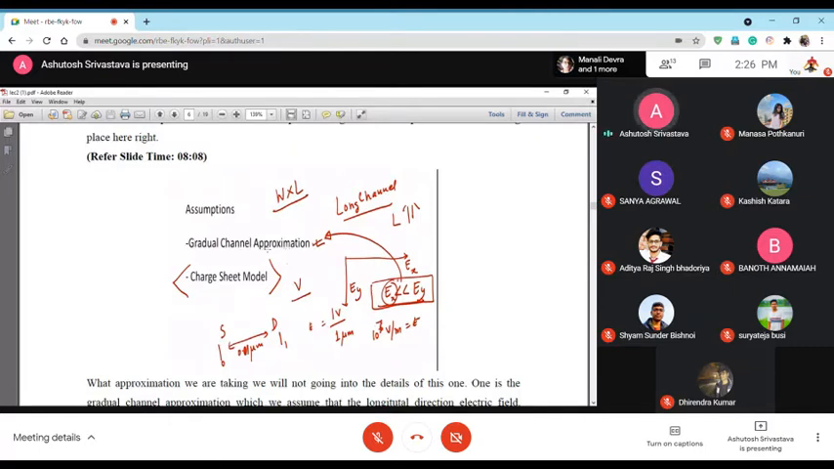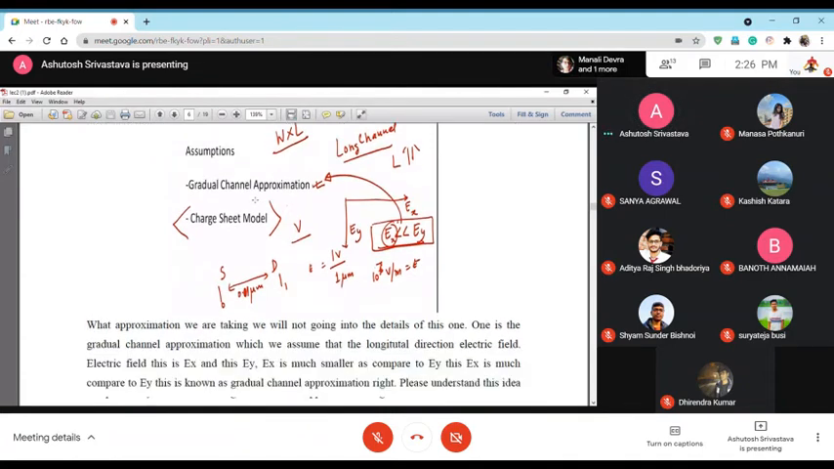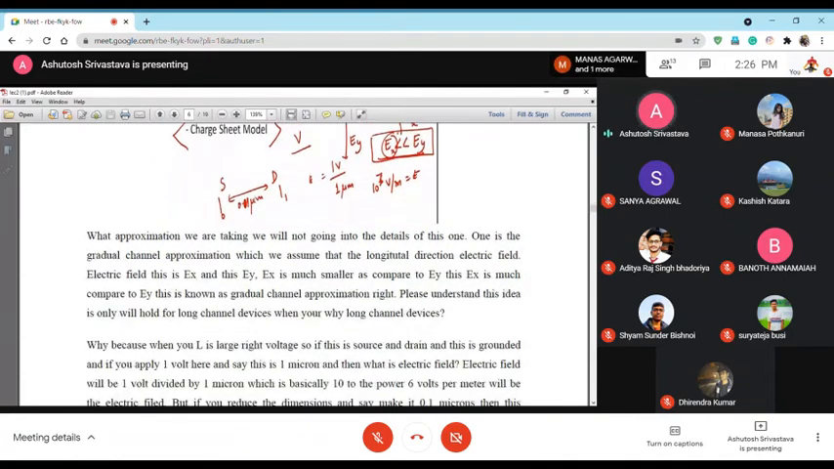Initially, when it was a long channel, you had the concept of gradual channel approximation, and you had the so-called charge sheet model, in which the electric field was of the order of 10 to the power 7 volts per meter.